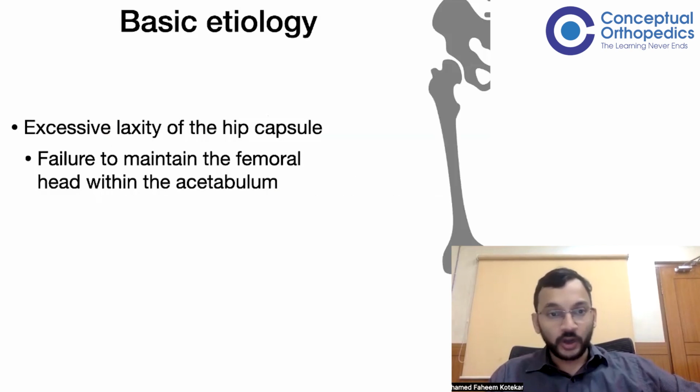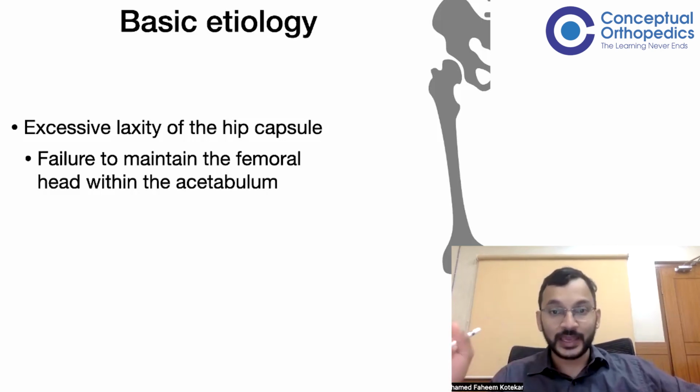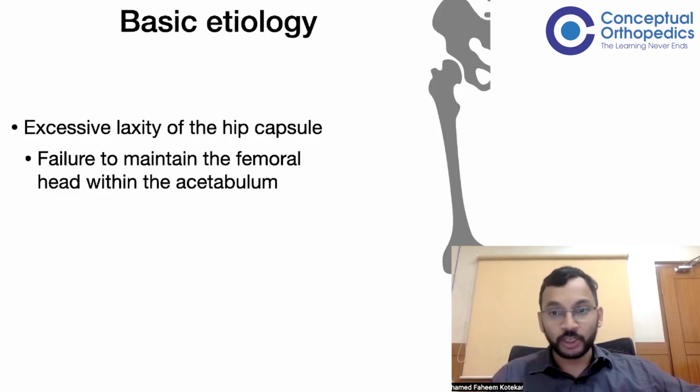The basic etiology is the excessive laxity of the hip capsule, which leads to a failure to maintain the femoral head within the acetabulum. That is, the femoral head, the ball joint, is not able to sit within the socket. So this is because of the excessive laxity of the hip capsule. Now, this is a very basic idea of what DDH etiology is.